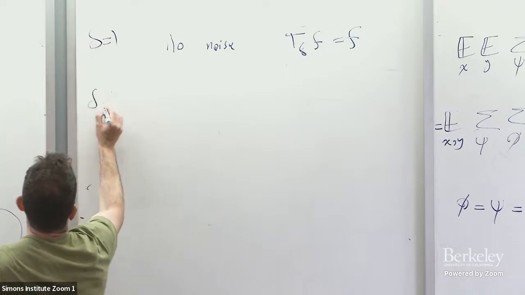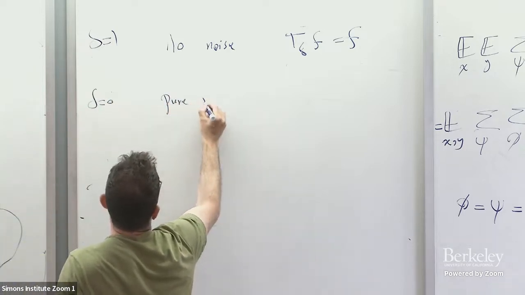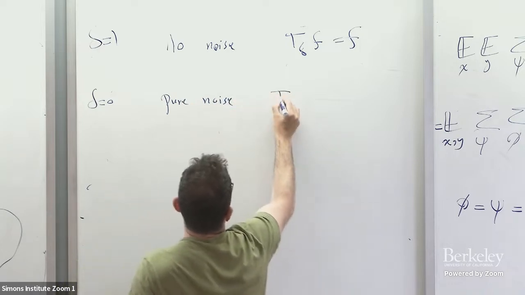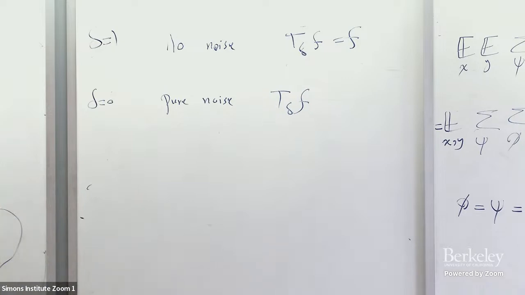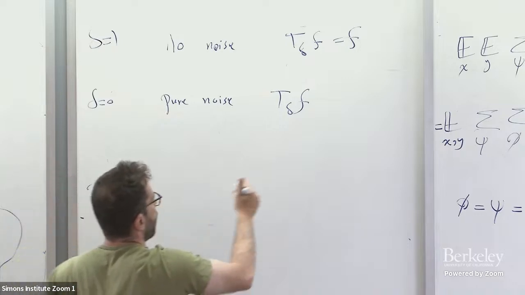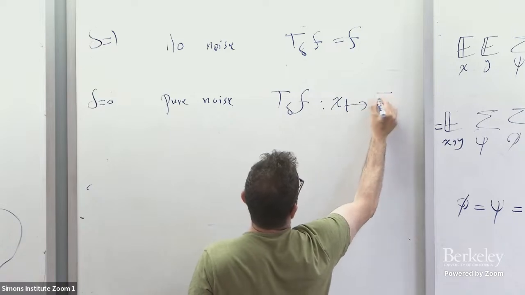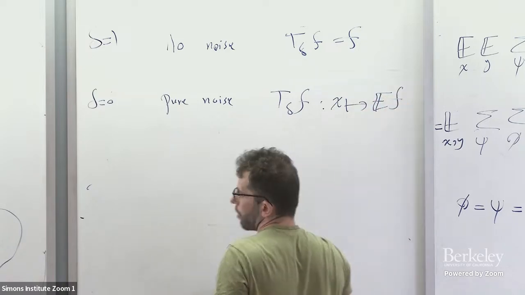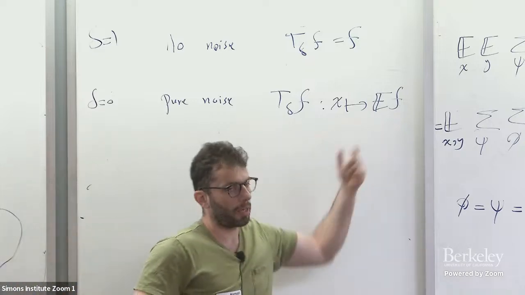And when delta is 0, then you get pure noise. In this case, T delta of f is just going to be the uniform distribution now. So x will be completely lost. This will be just the average of it. So this is going to be the constant function, which maps every x to the same number, which is just the expected value of f. So you get a constant. So you lose all those higher frequencies. What is left is only the base, the expected value of f.